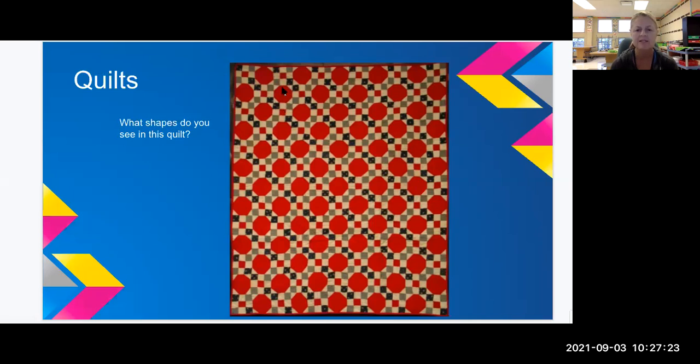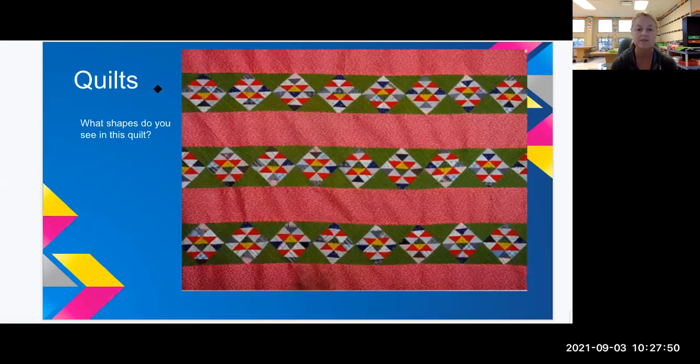At first glance, these round things look like circles, but on closer inspection, there's actually flat sides to each one of these shapes, which technically makes it an octagon because it's got 8 sides. Like an octopus has 8 legs. 8 sides for an octagon, 8 legs for an octopus. And it's also got squares and some triangles within this quilt. Here's another quilt. And we've got all kinds of shapes in here.